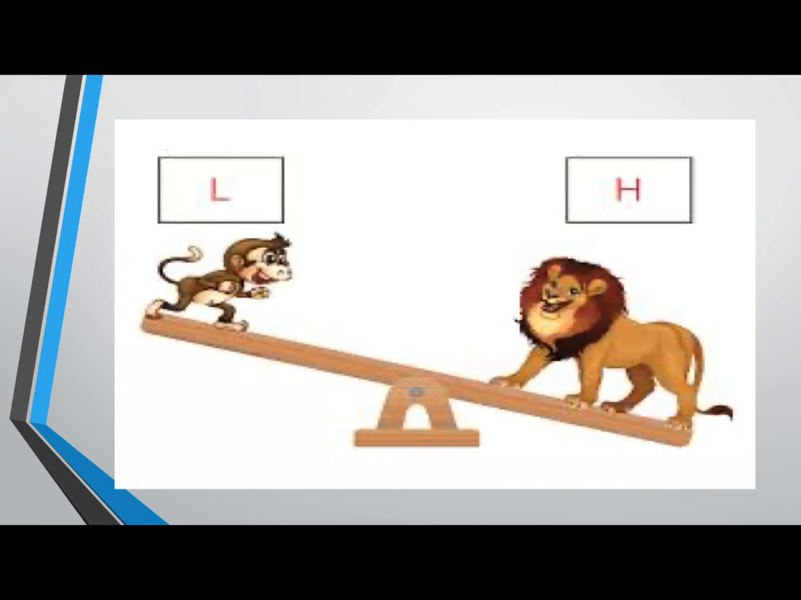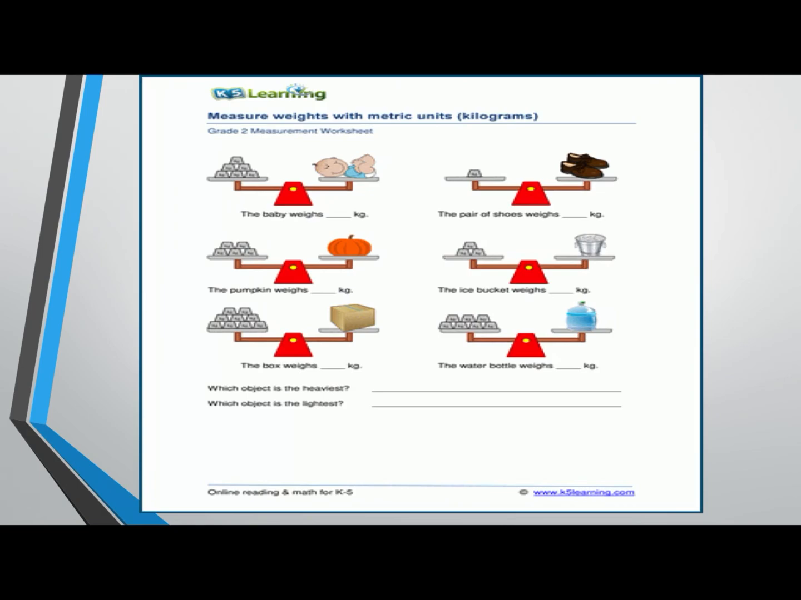Yes, the king lion and the Mickey Mouse are there on the seesaw. Look, you can easily guess who is heavier and who is lighter. The lion king is in the down position and Mickey Mouse is up on the seesaw. So which is lighter? Yes, the Mickey Mouse is lighter and the king lion is heavier. Isn't it? You can easily estimate it.